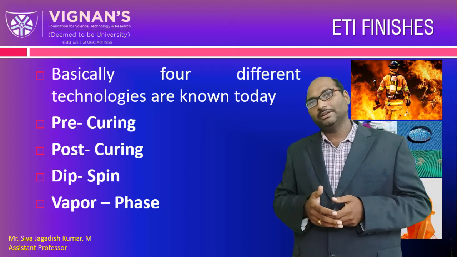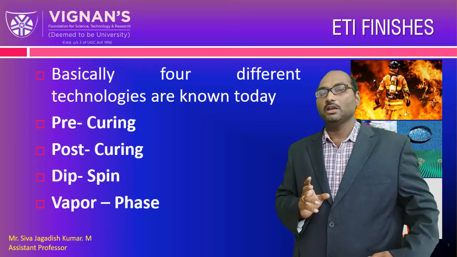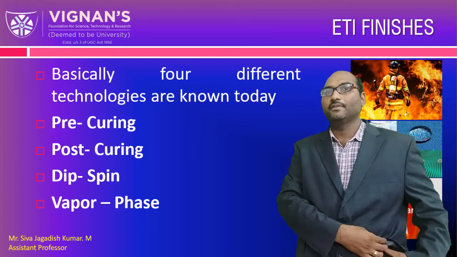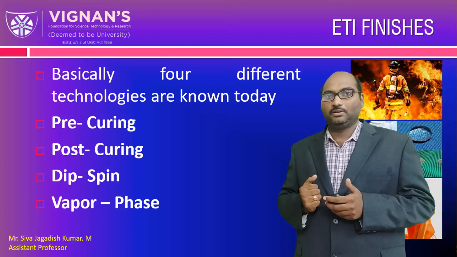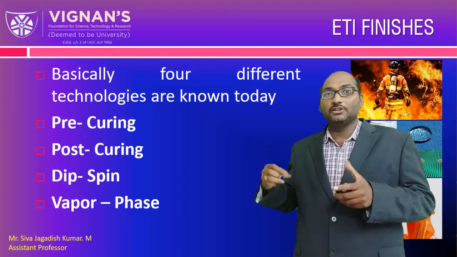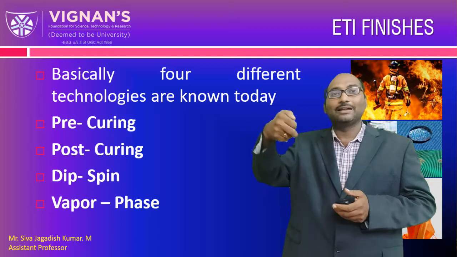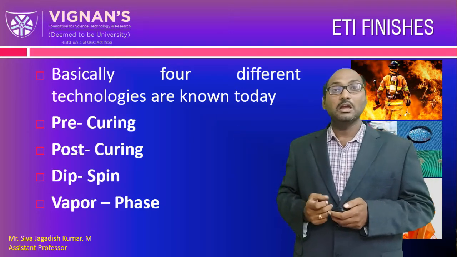Dip spin means the garment is made with the normal fabric itself, then the chemical will be applied, and then it will go for curing. Okay. The 4th one is vapor phase. That means the liquid will not be used, but the chemicals themselves will be directly injected into the garments, where the garments will be hung and these chemicals in vapor form will be applied.